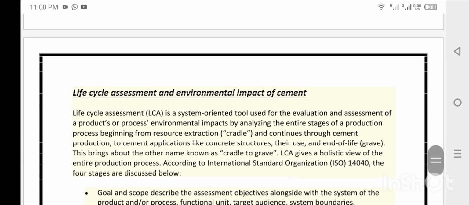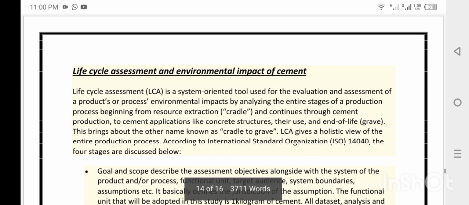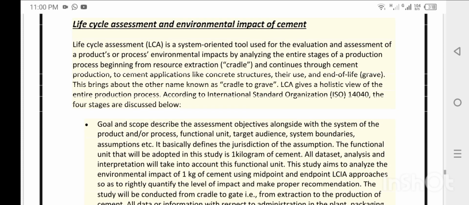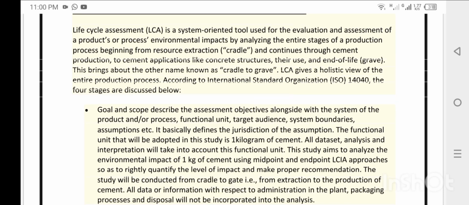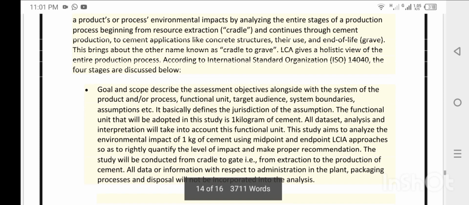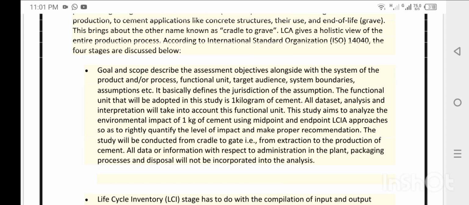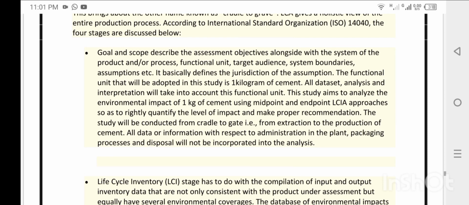Now, the highlighted part is about life cycle assessment and environmental impact of cement. These include goal and scope, which describe the assessment objective alongside with the system of the product and process, functional unit, target audience, system boundaries, assumptions, etc. It basically defines the jurisdiction of assumption. The functional unit that will be adopted in this study is 1 kilogram of cement. All dataset analysis and interpretation will take into account this functional unit. This study aims to analyze the environmental impact of 1 kilogram of cement using midpoint and endpoint approaches so as to rightly quantify the level of impact and make proper recommendation. The study will be conducted from cradle to gate.